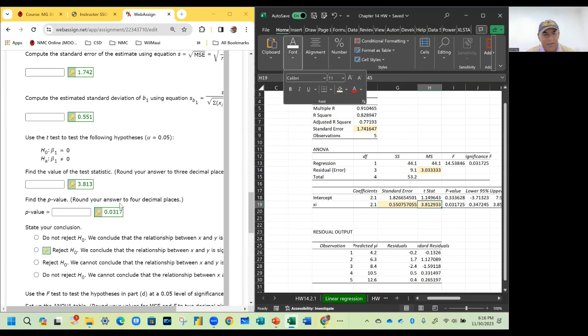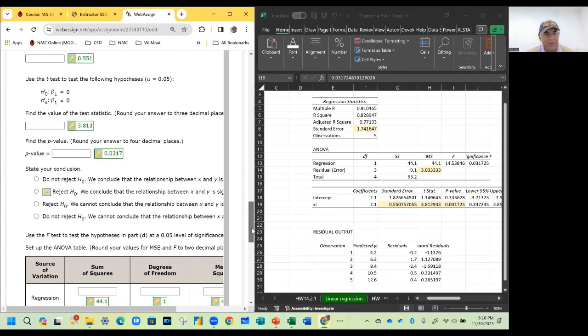So that's that one, right? And then what's your p-value? So your p-value is this one, no? Right? P-value, your standard error, your beta coefficient, and then what else? Is it matching? Yeah, it's matching. And then state your conclusion.